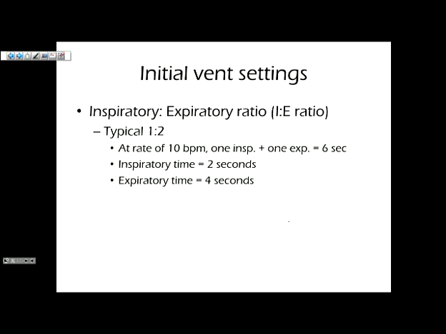So you can figure out your I time. Play around with it in the next few days with IE ratios. If you make adjustments, what does that do to your I time? Exhalation time, what does that do to your IE ratio? We need to figure that out and figure out why you make various changes.